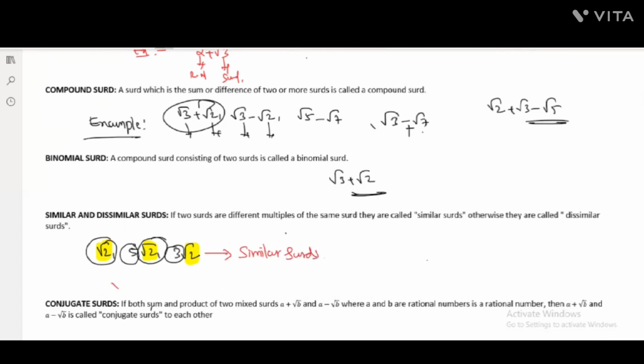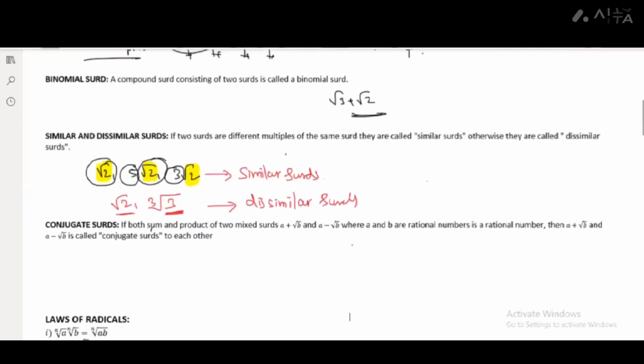So what is meant by dissimilar surds? Root 2 and cube root 3. Their order is not the same, and here the radicands are also not the same. These kinds of surds are called dissimilar surds. Next comes the conjugate surds.